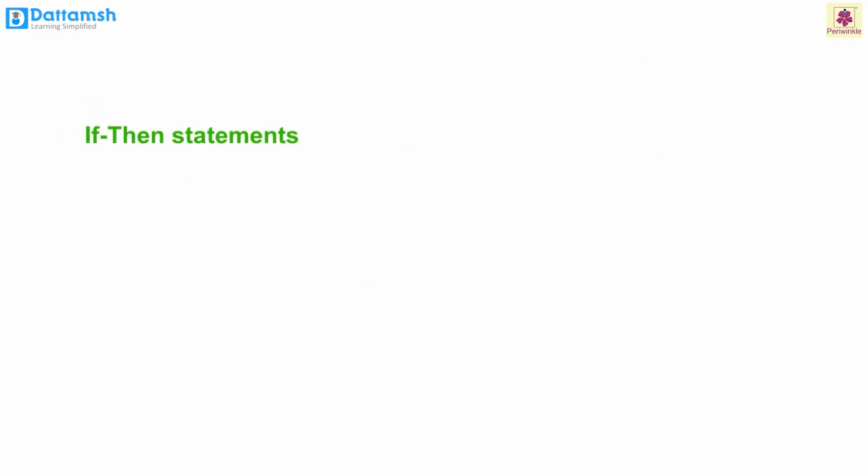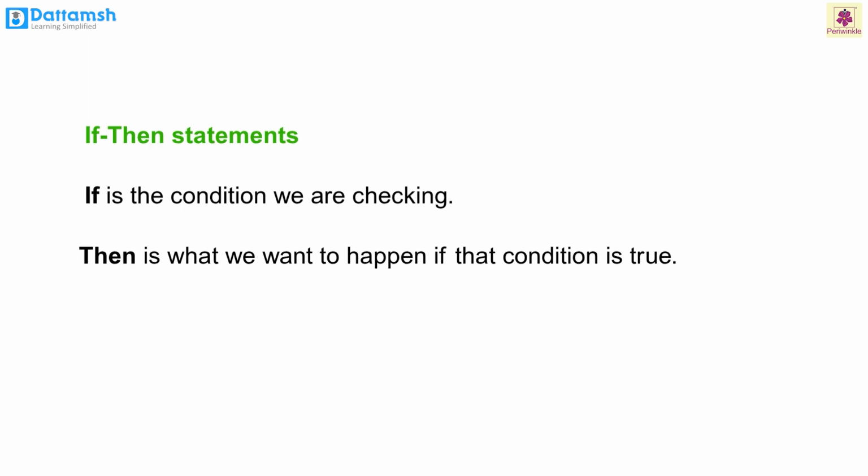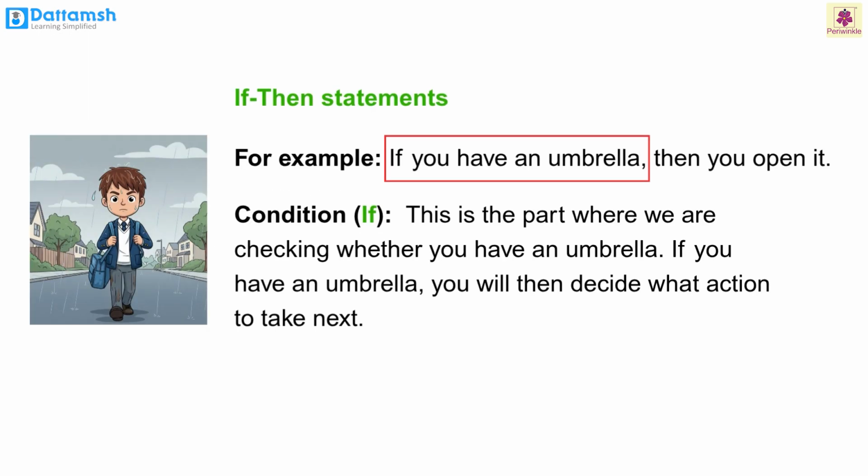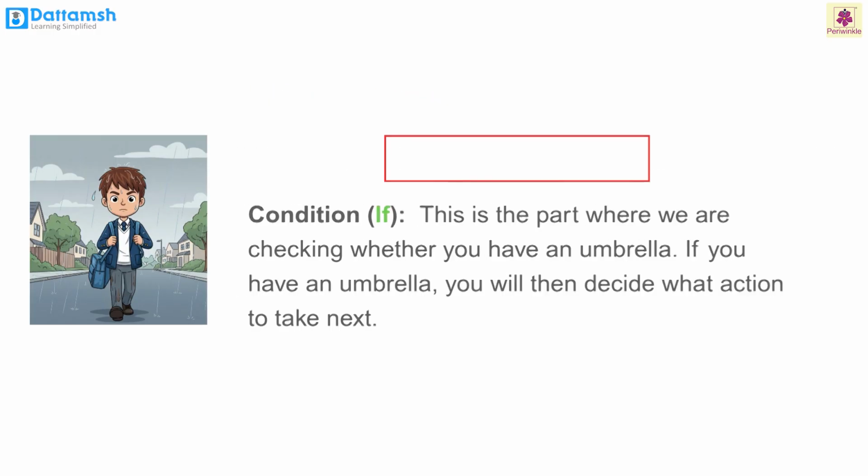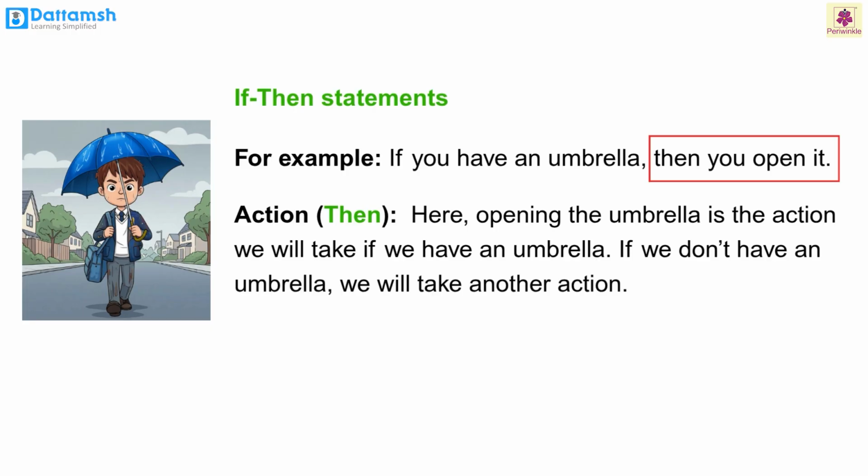If-then statements. If. If is the condition we are checking. Then. Then is what we want to happen if the condition is true. For example, if you have an umbrella, then you open it. Condition, if. This is the part where we are checking if you have an umbrella. If you have an umbrella, you will then decide what action to take next. Action, then. Then you open it. Here, opening the umbrella is the action we will take if you have an umbrella.